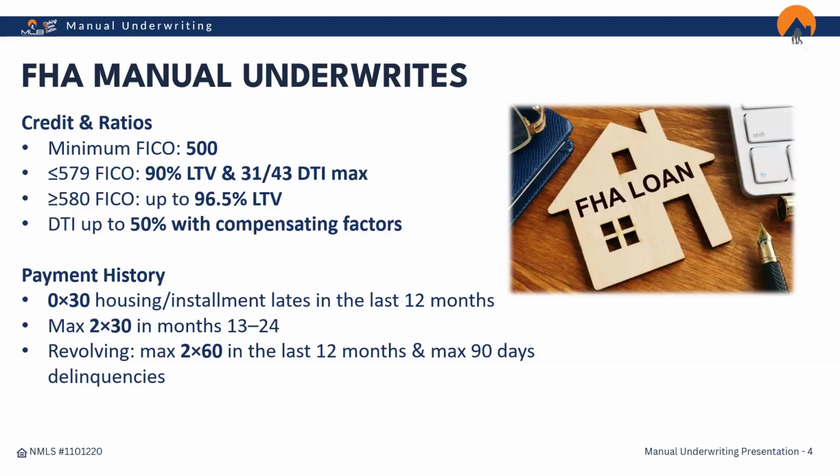When we're looking at months 13 through 24, so year number two, there's no more than two late payments in the last 2 years. So no late payments in the last year, and a maximum of two late payments in the full 2 years that the manual underwrite is always going to be looking at. When it comes to any type of revolving payments, it is a maximum of two late payments in the last 12 months and a maximum of 90 days on any types of delinquencies. So keep that in mind when it comes to FHA specifically.